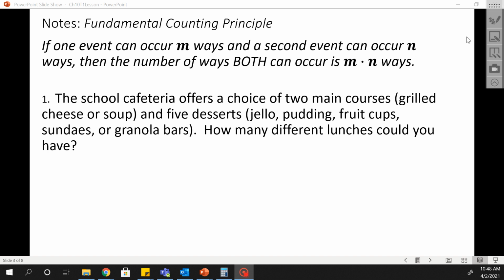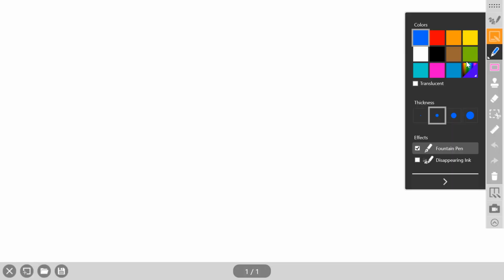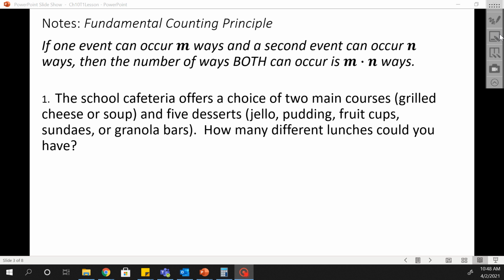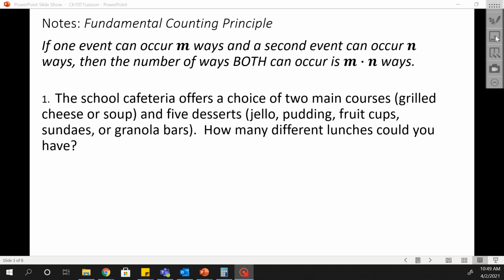All right, so first we have to think about what the different events are here. You can think of events as being choices. So the different events here: we have event one, which is the main course, and then we have event two, or choice two, which is the dessert.